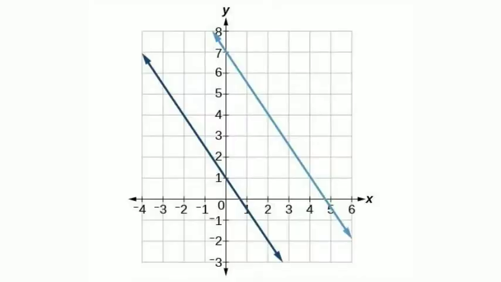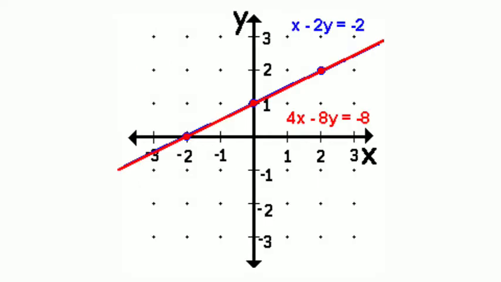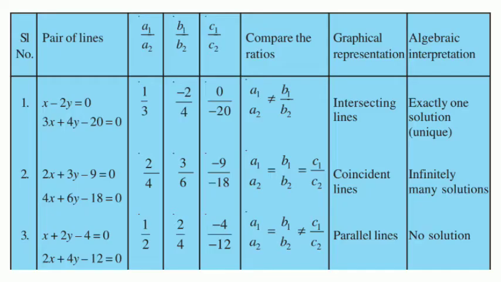If lines are parallel, there is no solution. If lines are intersecting, there is only one solution. And if lines are coincident, these lines have infinitely many solutions. So these things you have already studied, and by that you can also find out a constant value like k. These values you can also find out by the equations.